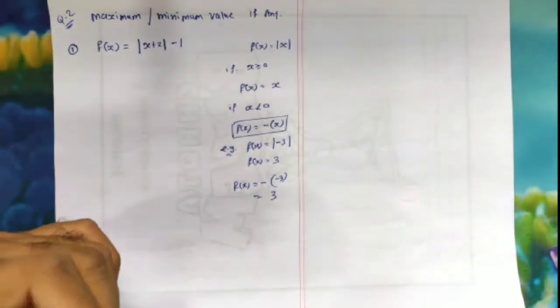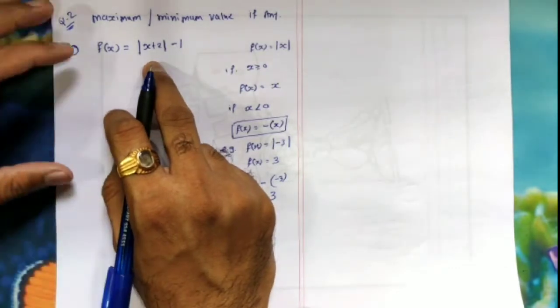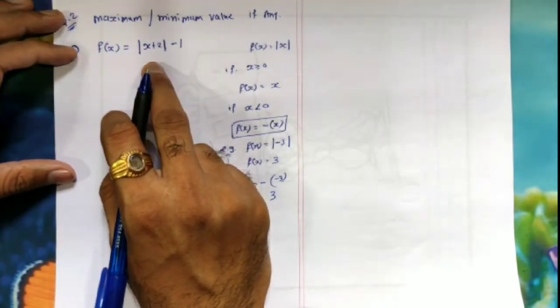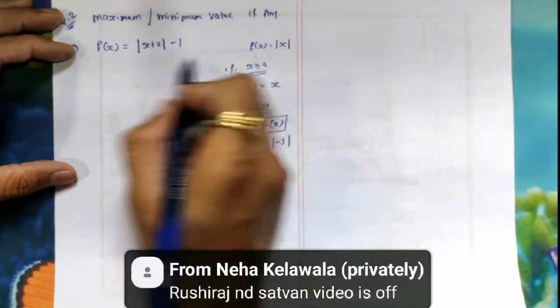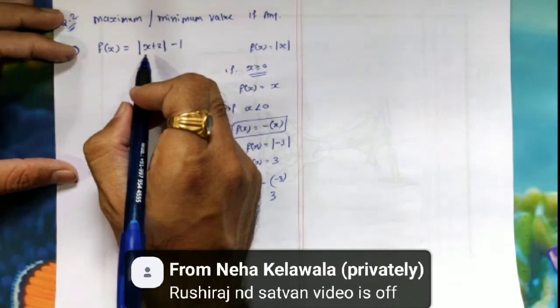So here we are given mod of x plus 2. So first you have to consider the case where given x is greater than or equal to 0. So instead of x we are having x plus 2.